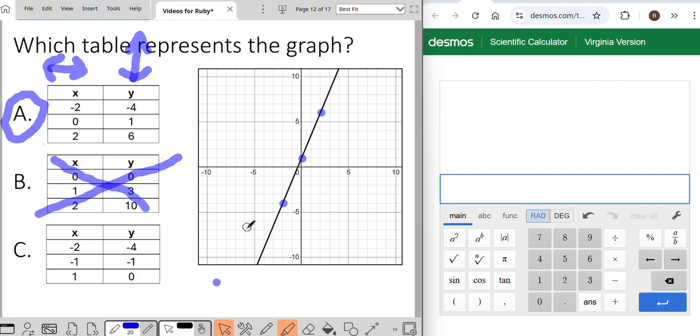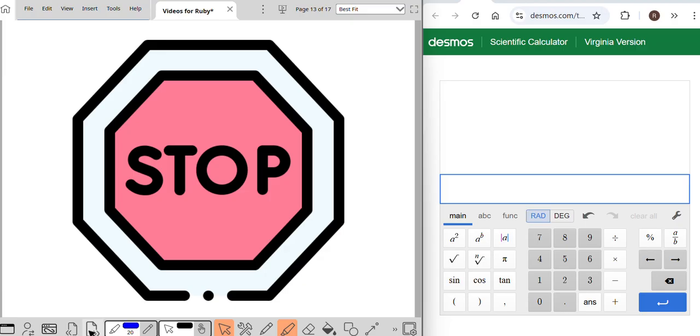Now this one is tricky because it says -2, -4, which is on the line, but it says -1, -1, which is also on the line, but then it has this 1, 0. They were definitely trying to trick you with this last one. They wanted you to think that you had to go up and then stay still. That's not true. You had to go +1 and then stay true. So be super careful because they will get tricky. A is definitely your answer there. All right.